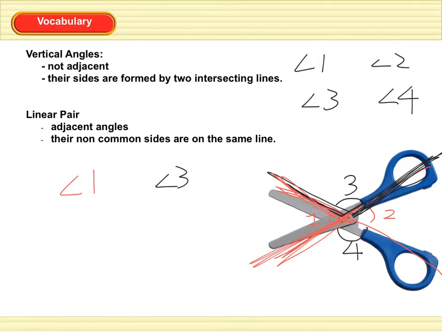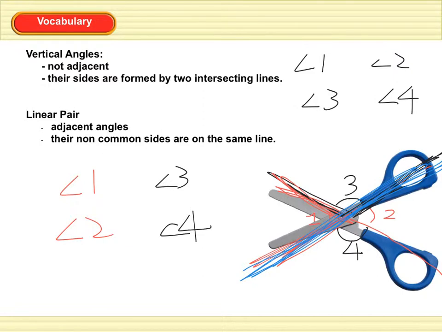But notice that they form one straight line. If I use a third color, blue, they form one straight line there. So in other words, if I add angle 1 and angle 3 together, it is 180 degrees. They have a straight line. And those pairs of angles are called a linear pair. Another linear pair is, if I look at angle 2, I would have angle 4. Together, these two angles form 180 degrees.